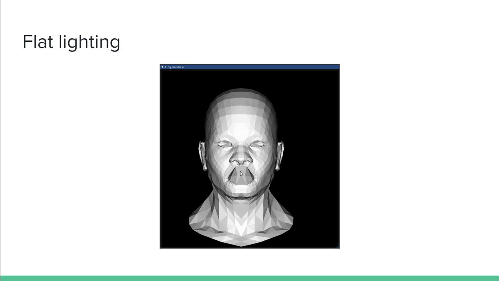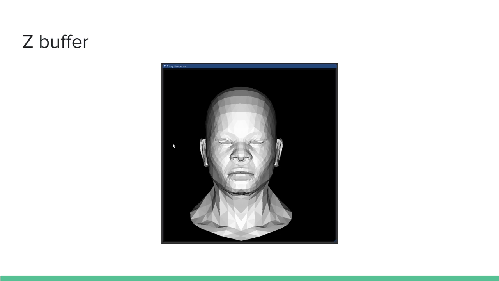What's going on here is that we are not computing Z values at all. We are not computing the depth. That's why we are drawing these triangles in front of his mouth. And fixing that is very easy. We just need to implement the Z-buffer.